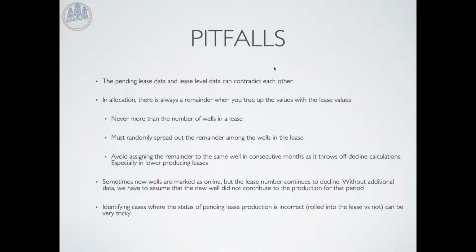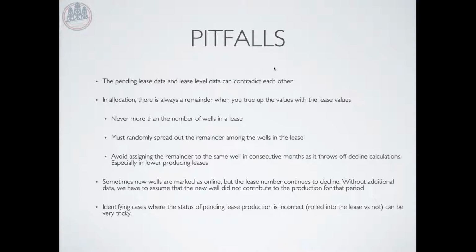And then in allocation, there's always a remainder. So we do a true up at the end of every single period that we allocate. In that true up, sometimes you subtract, sometimes you add some. It's just the difference whenever you're adding up and rounding. The number that you're changing will never be more than the number of wells in a lease if you're doing it right, because you're rounding. It's not like you're adding 10s or 20 barrels. It's just a rounding issue.